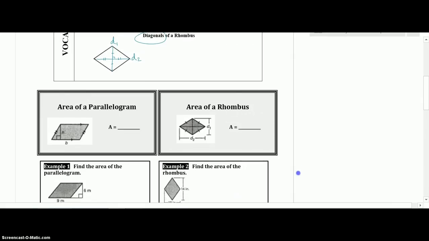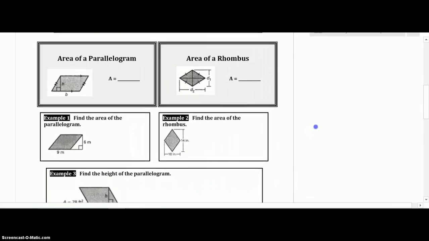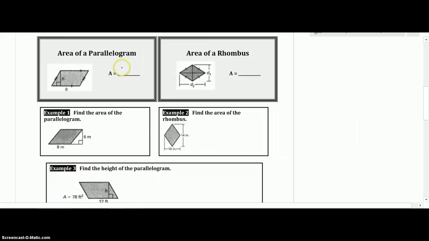Okay, so let's talk about the formulas. The area of a parallelogram is simply base times height. So that is very similar to a rectangle, but the base and the height are at a different place because, remember, the base and the height have to make a right angle. It is not the slanted edges.